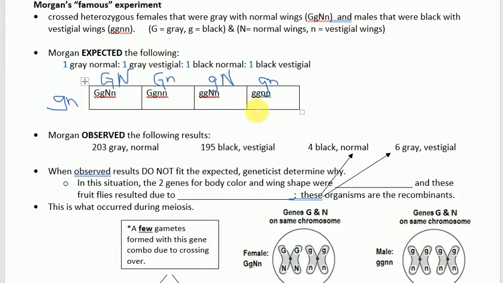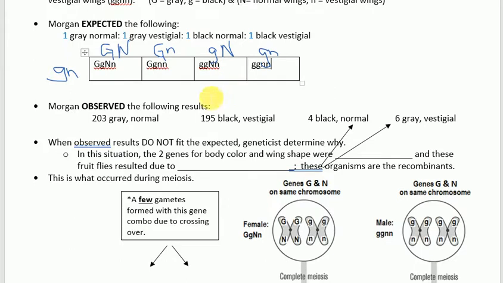Okay, so basically what he ended up getting, or what he observed, is that, or let's back up one second. So what he expected, basically, is a 1-to-1-to-1 ratio.